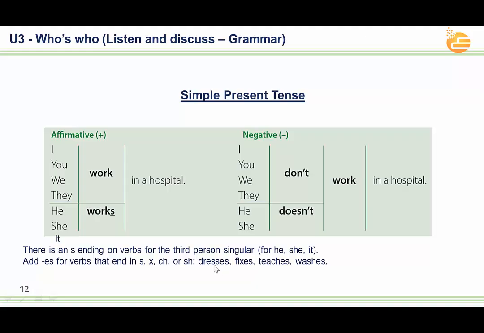Dress. I want to put S, so I have to add ES. Dresses, because this is the S. Can you see it? Fix, fixes. This is the X. Teaches, CH. Washes, SH. So with S, X, CH and SH we have to add ES. Not only S, no, ES. Okay? Very nice, thank you.